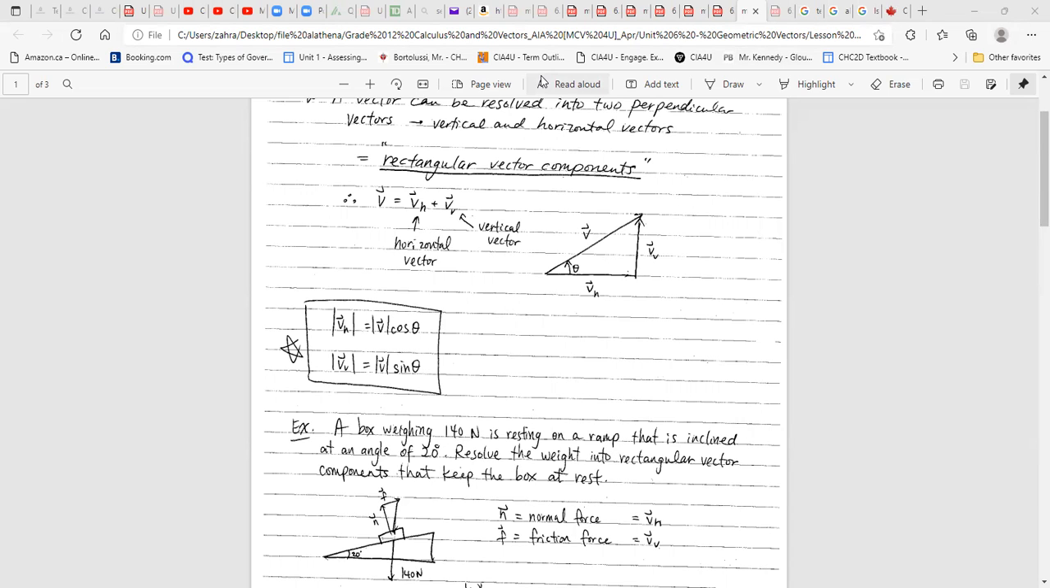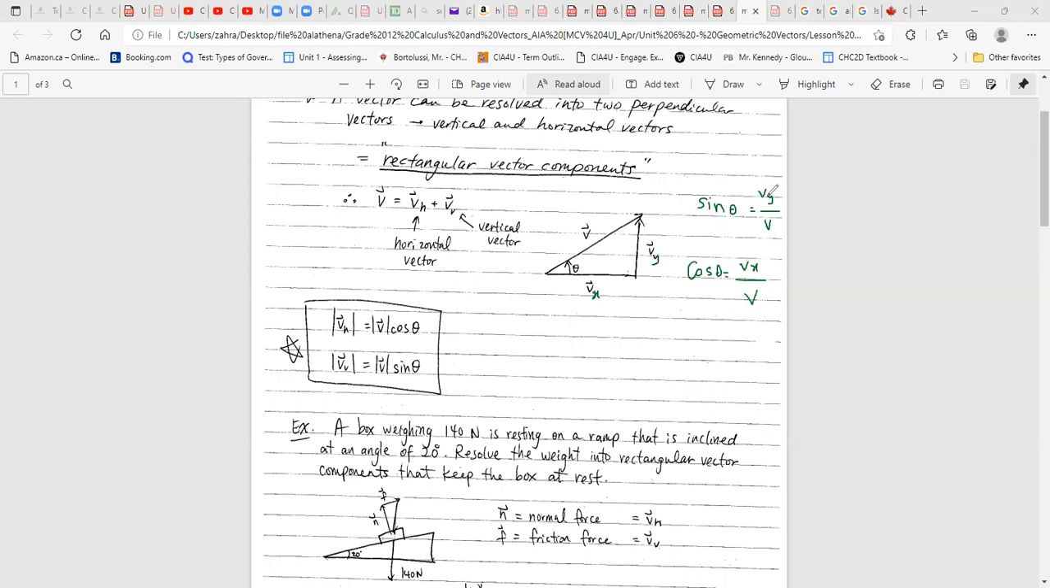I can show you using the trigonometric ratio. Sine theta is opposite over hypotenuse, so it's going to be Vy divided by V. And here is the x component: cosine theta is Vx, adjacent over hypotenuse, over V.